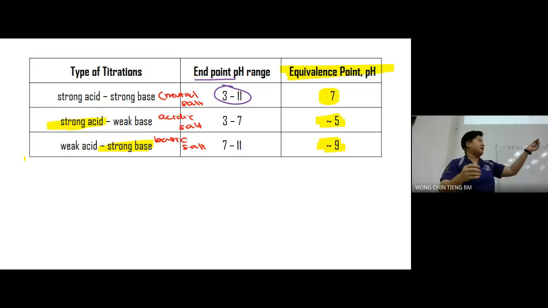Kawan kamu ada yang dapat pale pink, ada yang dapat purple, ada yang dapat air ribena, betul? Right? That is the endpoint range. So your endpoint range mesti jauh lagi besar, and look at your strong acid, strong base.